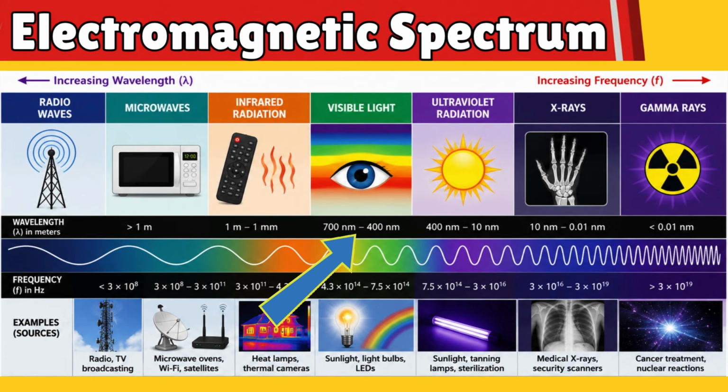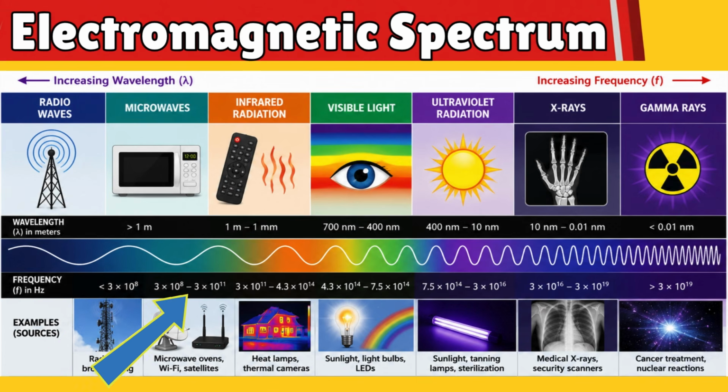And then for visible light, the wavelength is 700 nanometer to 400 nanometer. So that's very small class. And then the ultraviolet radiation, its wavelength is 400 nanometer to 10 nanometer. And then for X-ray, the size of the wavelength is 10 nanometer to 0.01 nanometer. So mind you, it is the size of an atom. Next is gamma rays. The wavelength is just 0.01 nanometer. And then for frequency in hertz, the radio waves has a frequency of 3 times 10 raised to 8.